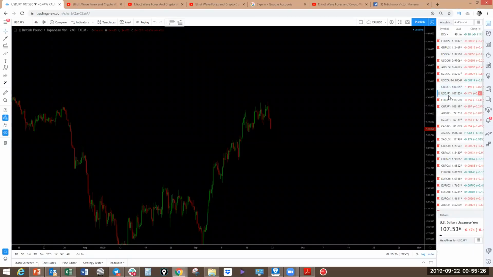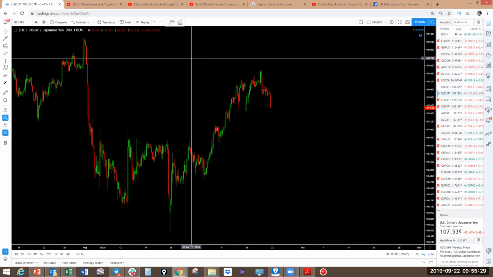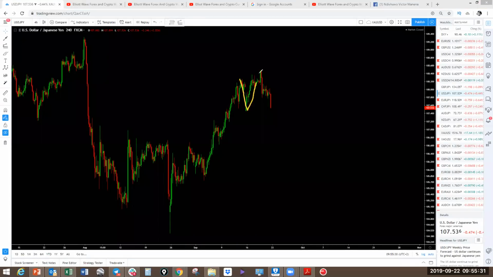US dollar yen also looks like it's making this corrective structure. 1, 2, 3. I don't think this is a reversal. Expecting a push higher. So here what you have is a 1, 2. You've got a nest here. 1, 2, 3, 4, 5. So this one should make another 4 and a 5 in this degree.